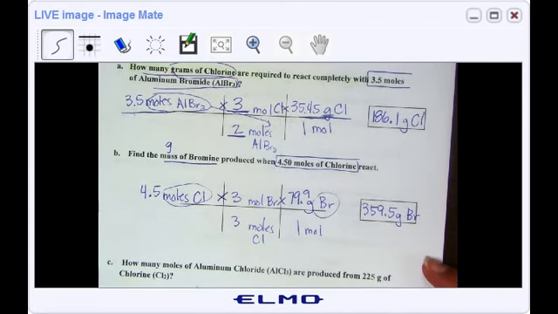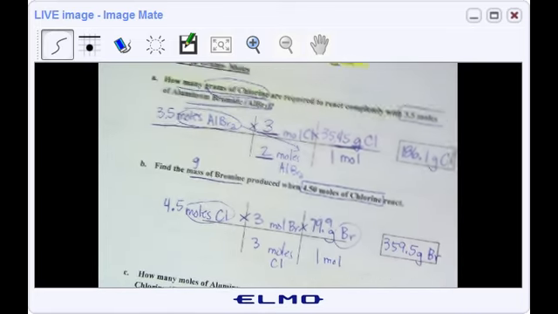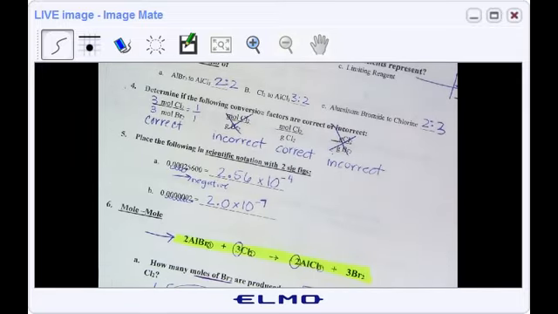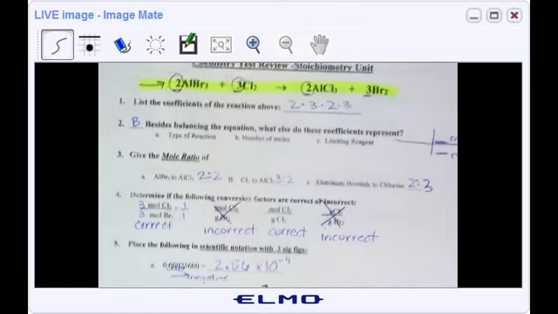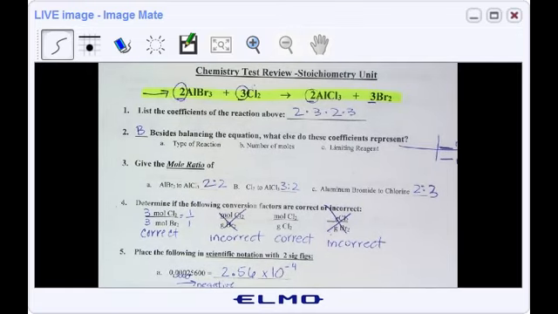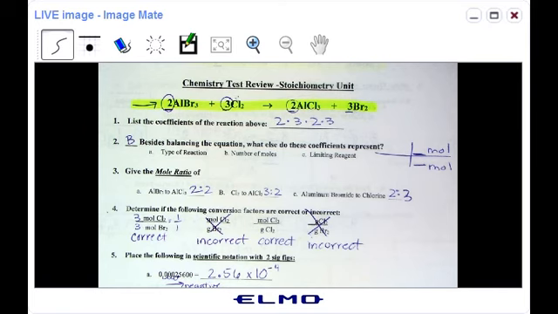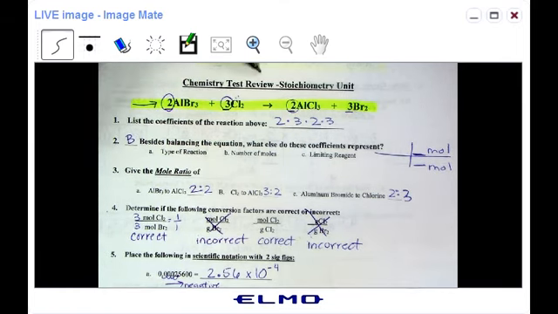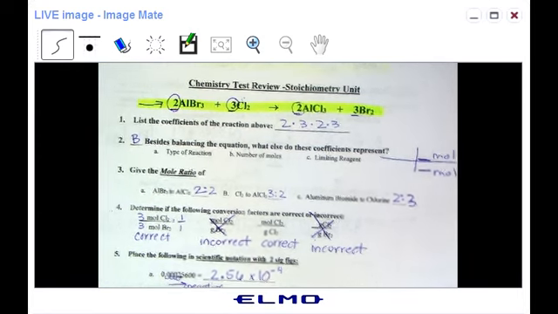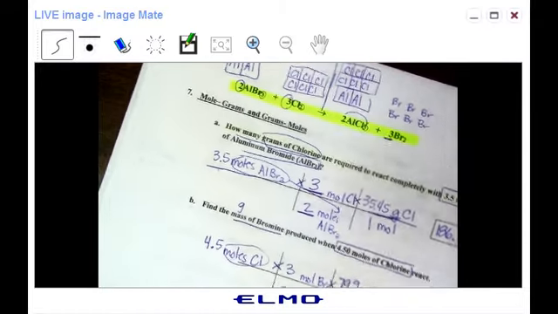We will continue the review. We're going to finish up the chemistry test review for the stoichiometry unit. Again, this is the second half. This is what the review looks like. It says chemistry test review, stoichiometry unit. Thus far, we have gone all the way through 7B. That's where we left off.